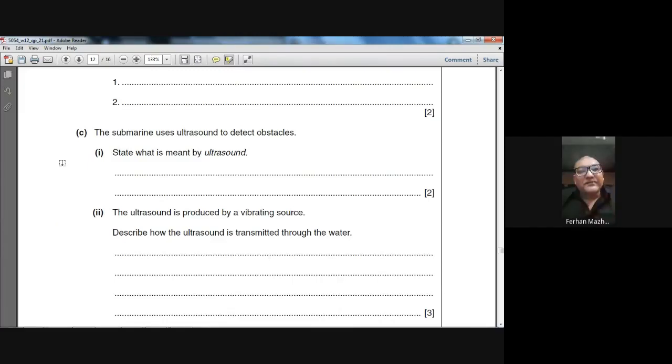Ultrasounds are sound waves whose frequency is more than 20,000 hertz. This frequency is inaudible to humans, because the audible frequency range is from 20 hertz to 20,000 hertz. So the ultrasounds are the sound waves whose frequency is more than 20,000 hertz. These sound waves, humans are not able to hear. So they are inaudible.